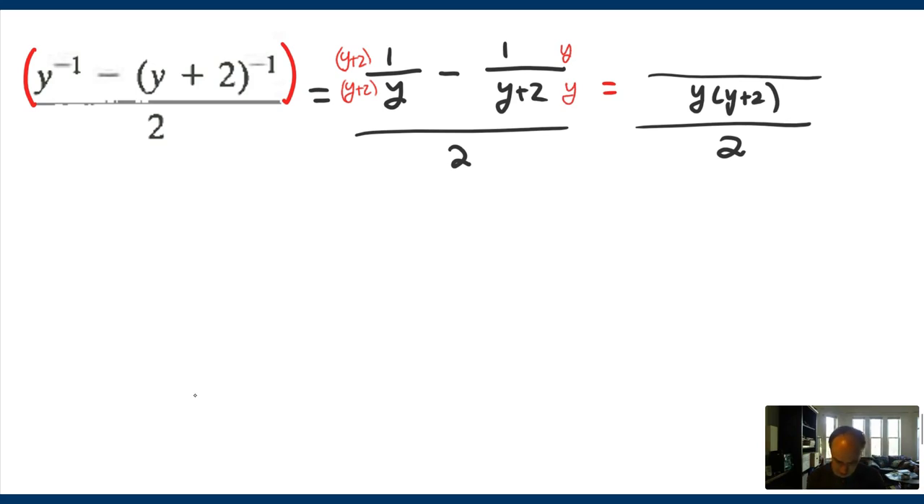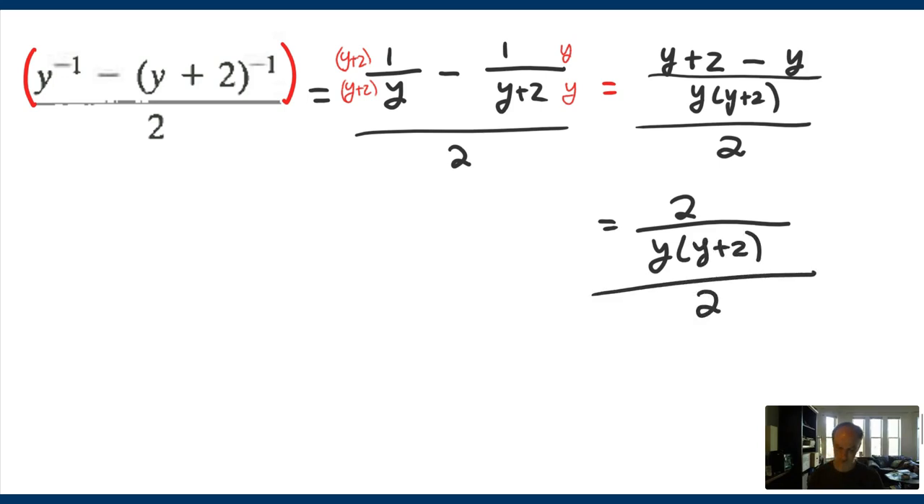I think because we put these parentheses here, people, again, like to multiply these terms. This is just y plus 2 from the first part times 1 minus 1y. So y plus 2 minus y. Let's keep simplifying. Oh, y plus 2 minus y. Well, I'm glad we didn't try to multiply them. That's just 2. So all I have is 2 over y times y plus 2 all over 2.